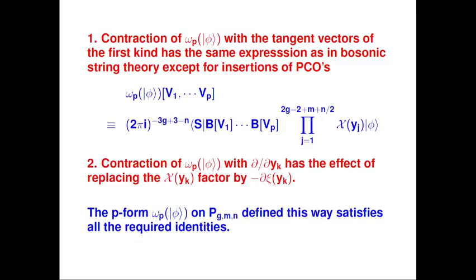Okay. Are there any other questions? Okay. So essentially this then specifies completely what our p form omega p is, because I have told you how to contract omega p with arbitrary tangent vectors of PGMN.